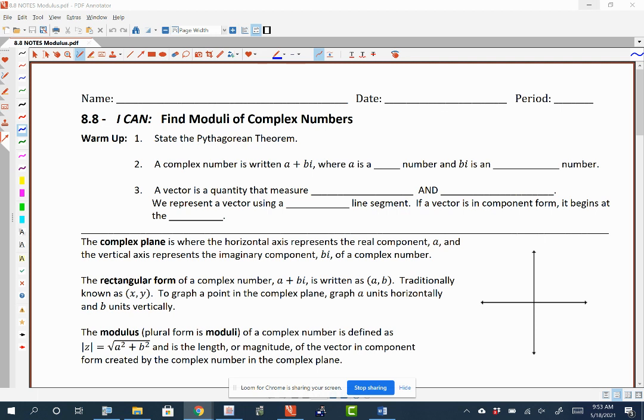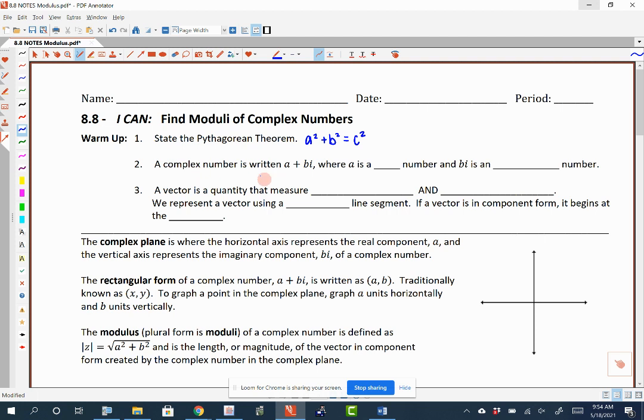It wants us to state the Pythagorean theorem. Hopefully we've got this already memorized: a squared plus b squared equals c squared. And just as a side note, this theorem only works if we have a right triangle. So we'll keep that in mind.